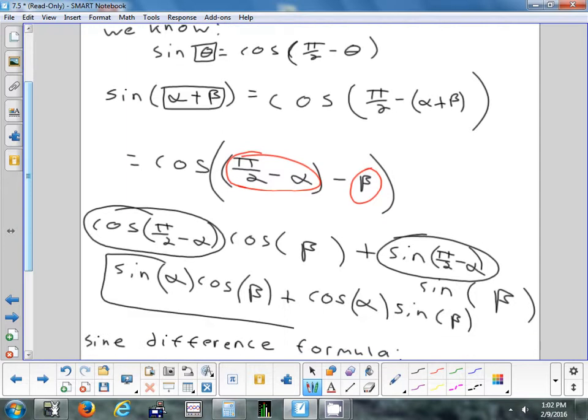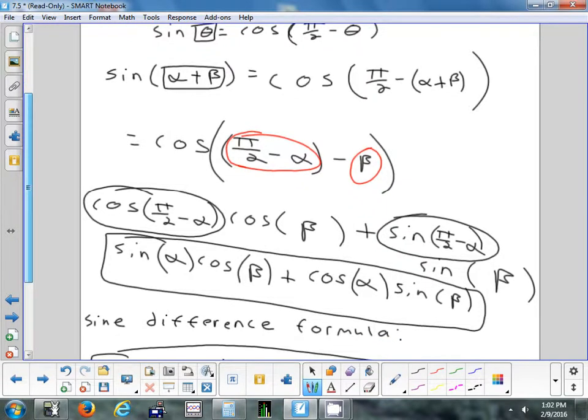Okay, so here is your sine of a sum. Okay, that's the sine sum formula with its derivation.